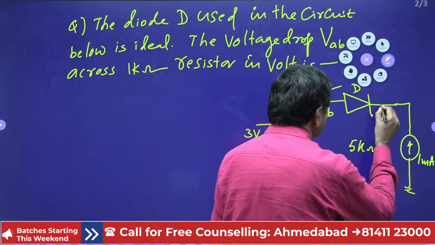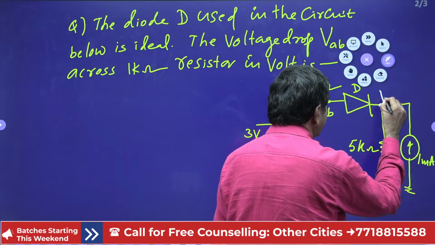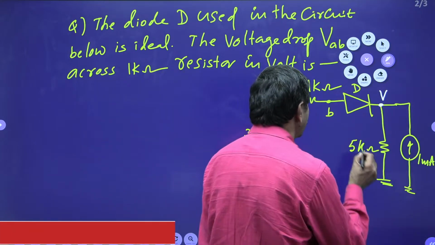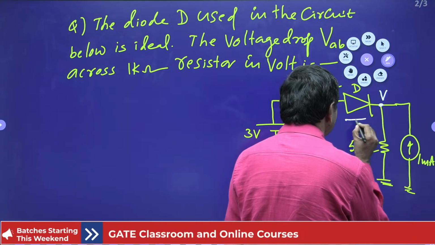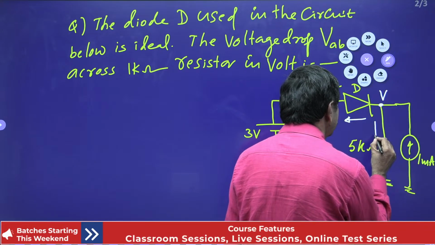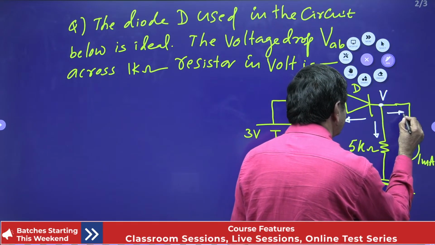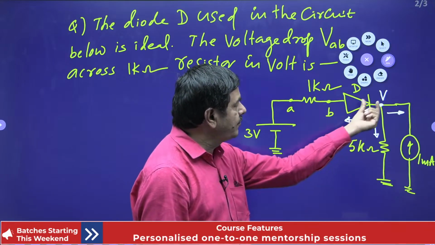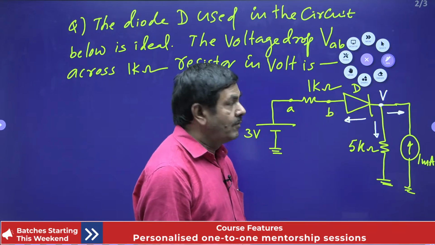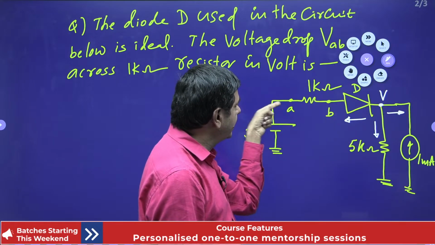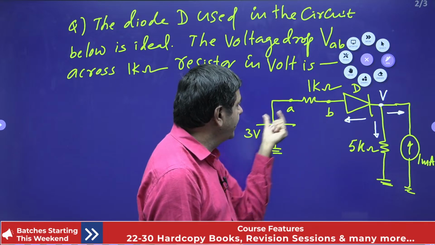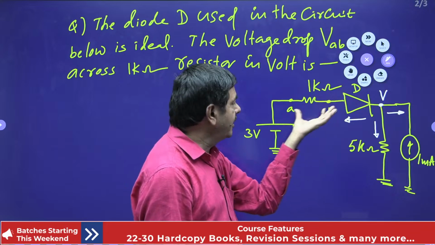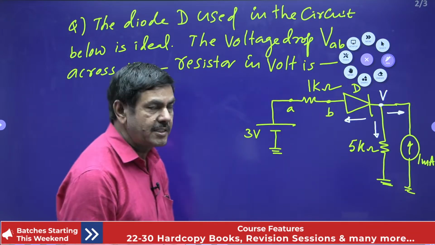Nodal analysis I can apply. This node voltage I want to take as V. By using nodal, any method you can apply as you like. According to nodal, this current plus this current plus this current equals 0. By using nodal analysis, I wish to find initially the voltage V. Once I get the voltage V, I can measure the current, (3 minus V) by 1K, to get the current. If you got the current, you can measure the voltage across this also.